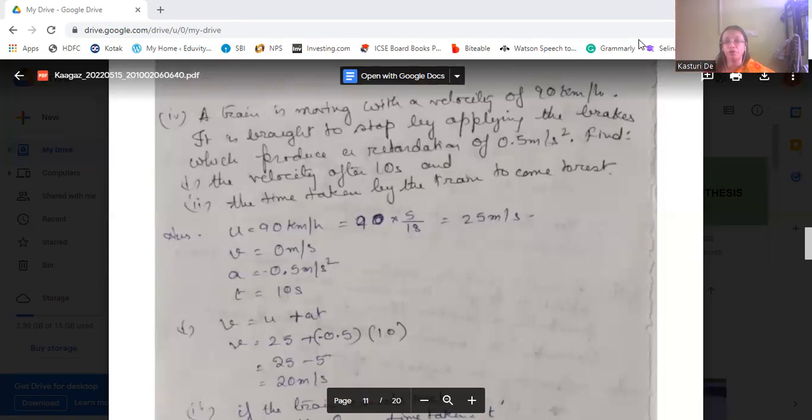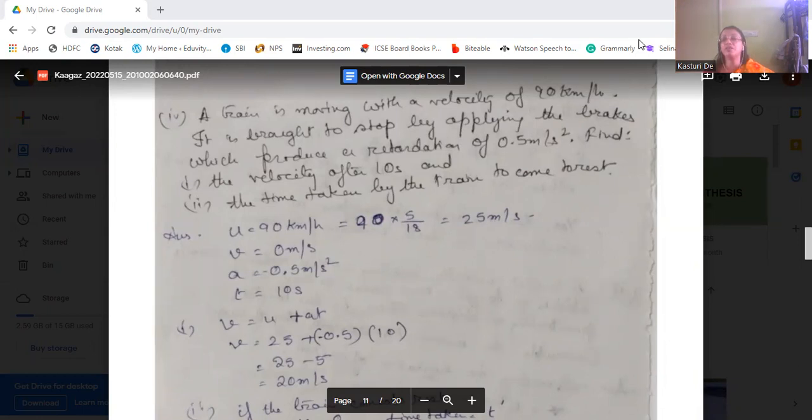First question for today is: a train is moving with a velocity of 90 kilometers per hour. It is brought to a stop by applying the brakes, which produce a retardation of 0.5 meter per second squared. Find the velocity after 10 seconds and the time taken by the train to come to rest. It is telling in the question that the initial velocity of the train, u, is 90 kilometer per hour. That means it is 90 times 5 by 18, which is 25 meter per second.